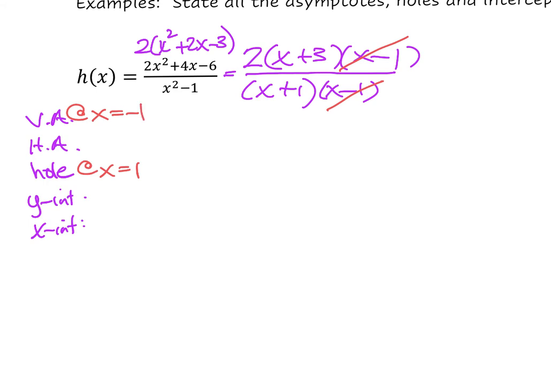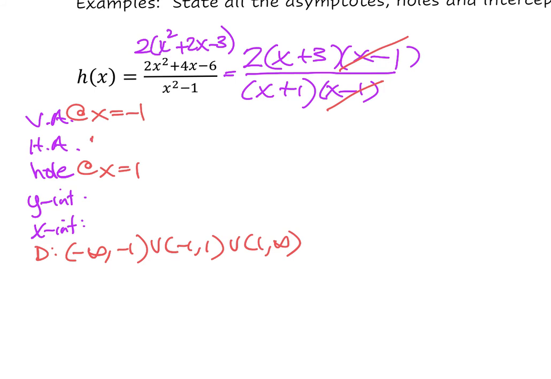So if I were listing my domain, I would have to exclude both of those values. So actually, let me add that in as the last thing. My domain would be, I could go from negative infinity all the way to negative 1, and then I could go from negative 1 to 1, and I could go from 1 to infinity. So that does take into account holes and vertical asymptotes.